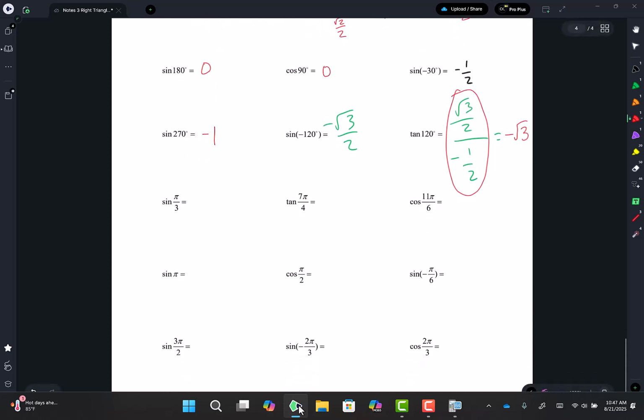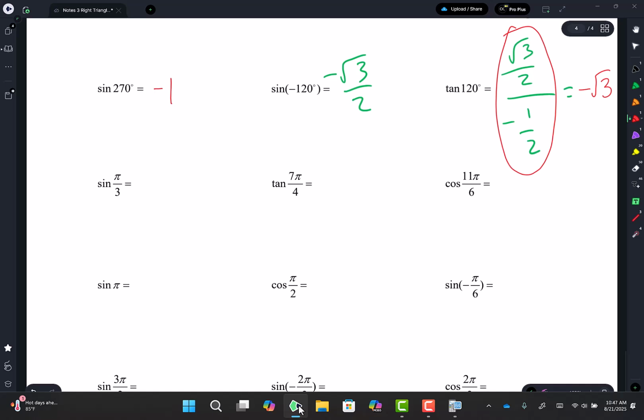All right. These are radians. It's the same as degrees. These are radians. It's the same as degrees, guys. Sine of pi over 3. Go to pi over 3. It's the same as 60 degrees. At pi over 3, what is sine of pi over 3? Square root of 3 over 2.